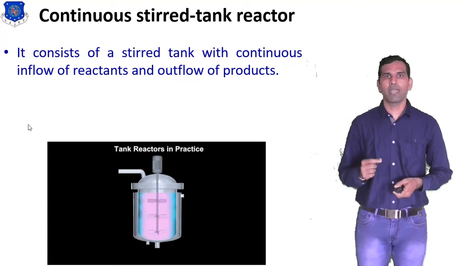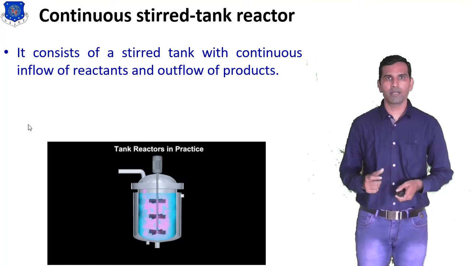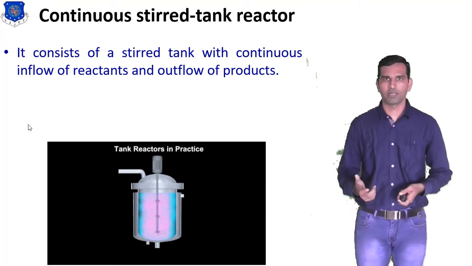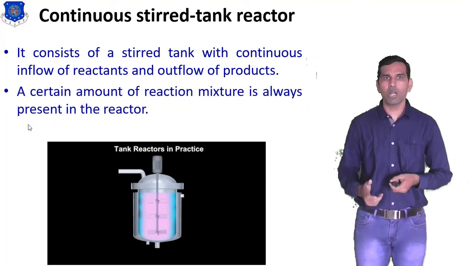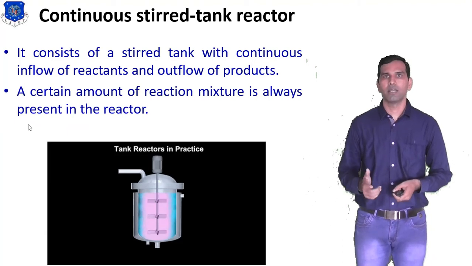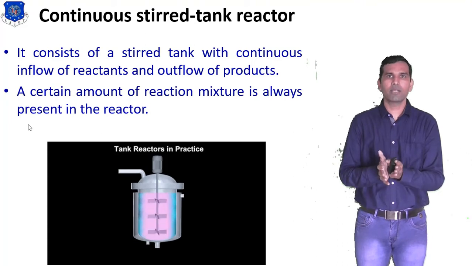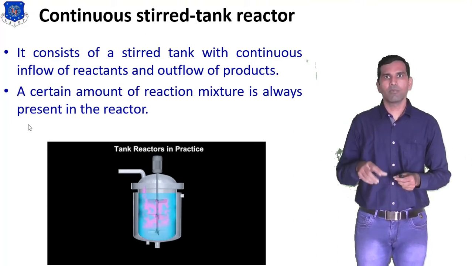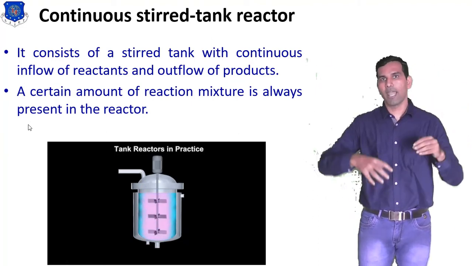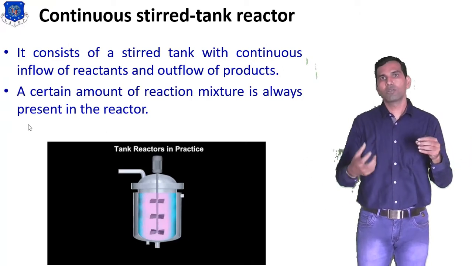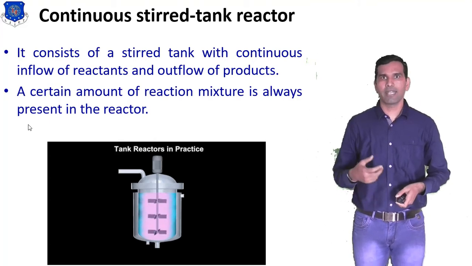It consists of a stirred tank with continuous inflow of reactant and outflow of product. A certain amount of reaction mixture is always present in the reactor. That means this is one closed tank, and in this tank we continuously feed some reactant from one side, and from the other side we continuously get product. So this is the operation of a continuous stirred tank reactor.